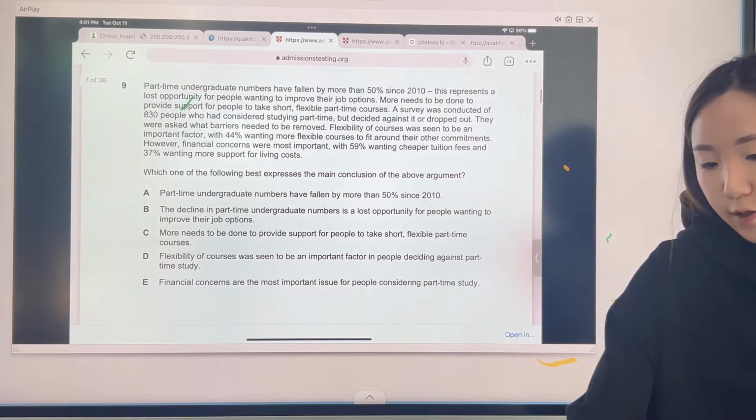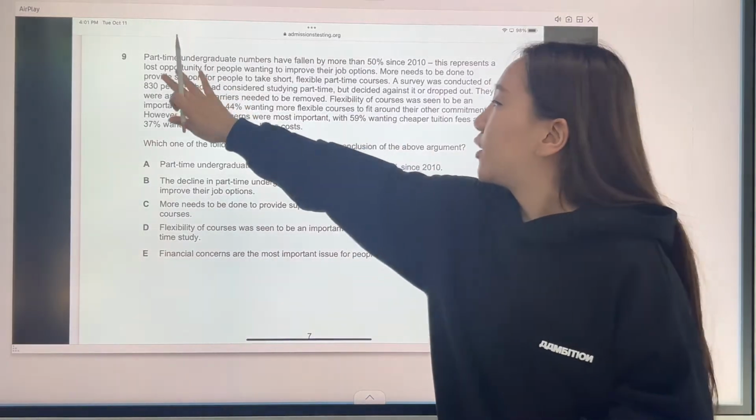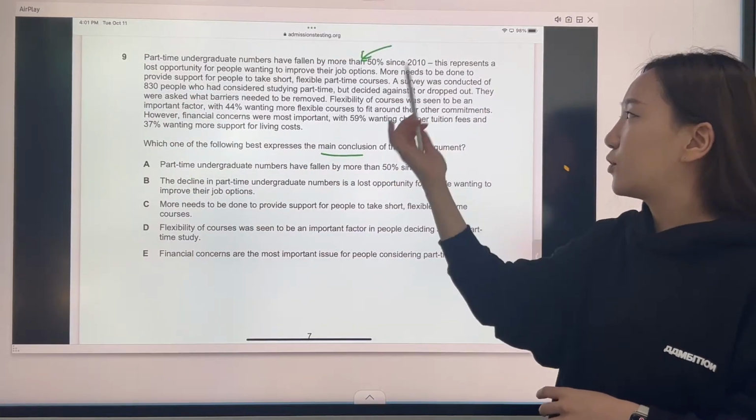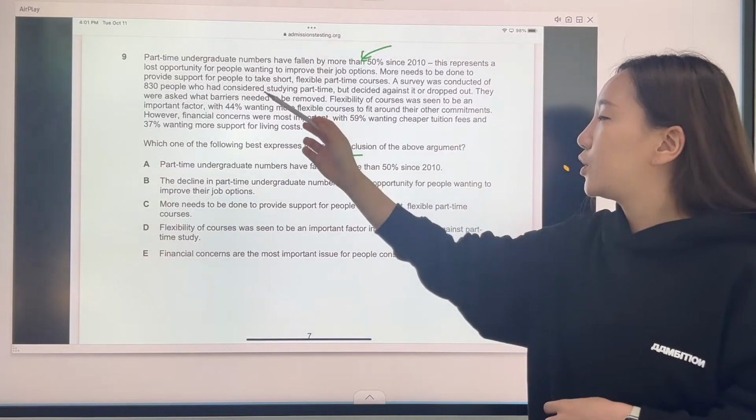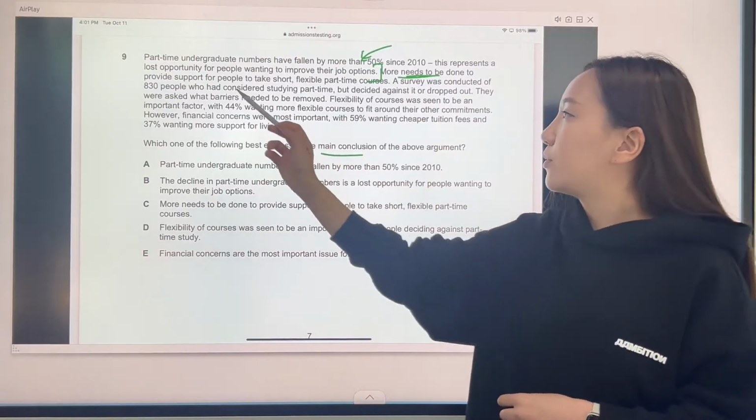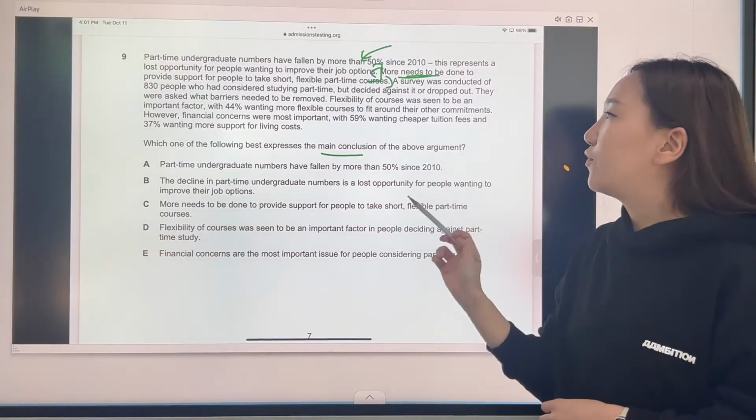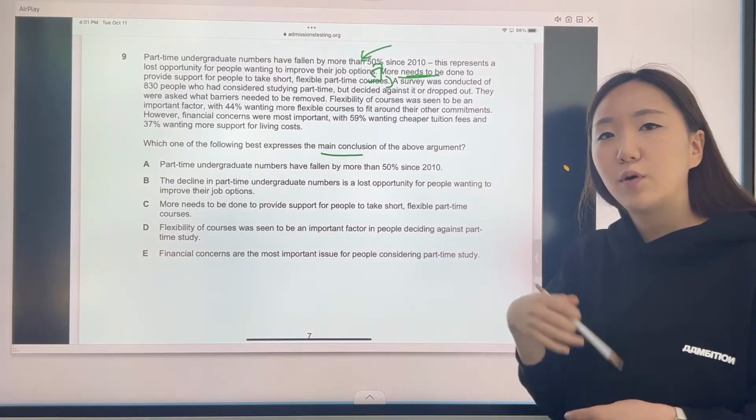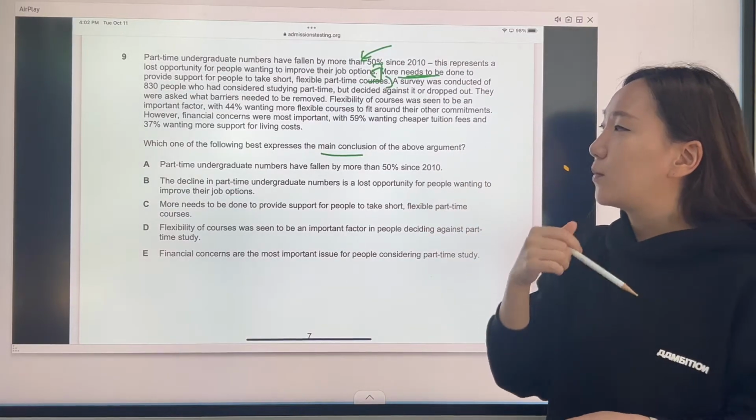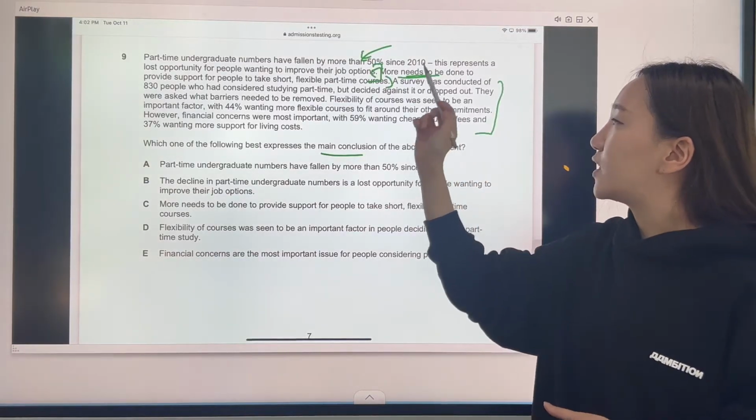here we go. So again, main conclusion. Part-time undergraduate student numbers have fallen by more than 50%. Again, statistics, introducing the fact. This represents a lost opportunity for people wanting to improve their job options. A comment on it. More needs to be done to provide support for people to take short, flexible part-time courses. Here's your main conclusion. So what follows should be exactly the same as we had before, a mechanism or argument supporting it. A survey was conducted. So the previous one was saying a study was done, same sort of thing. So this will be the mechanism for this main conclusion here.